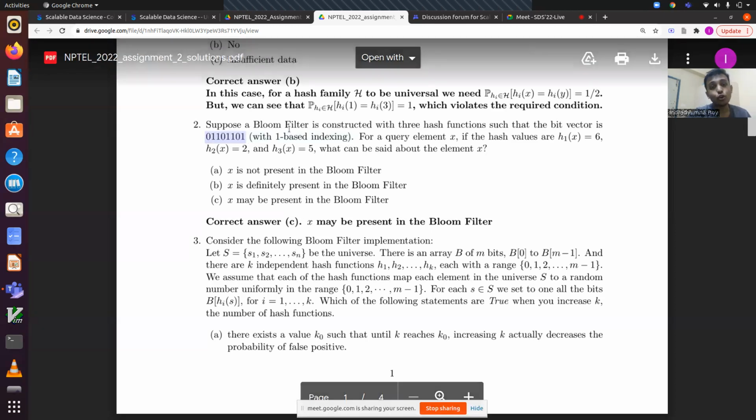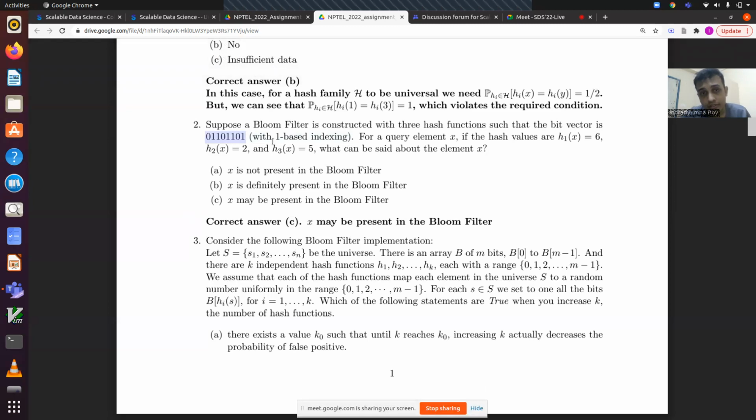So I'm telling you, one based indexing is very important, because if you were counting from 0, then one of these would have become 0. And then X is definitely not present. Then the answer would change. So be careful about that.